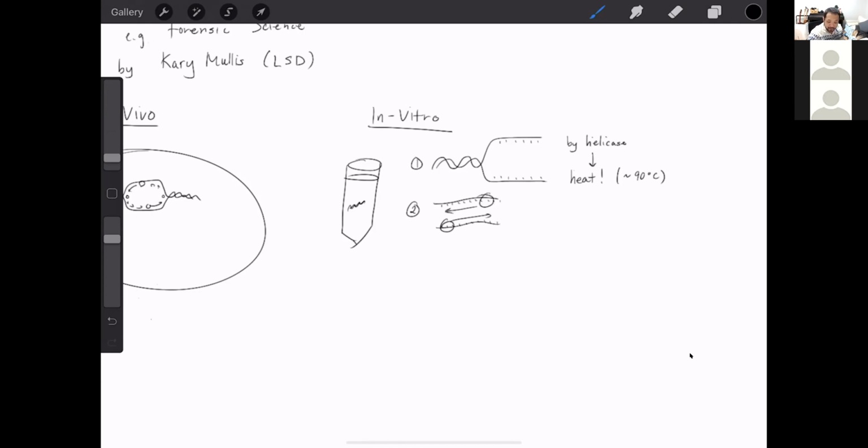You needed a polymerase to do this. But the problem is that in order to maintain this DNA as separate molecules, you need it to be at least around 72 degrees. And the problem with most DNA polymerases is that they are not stable at 72 degrees.